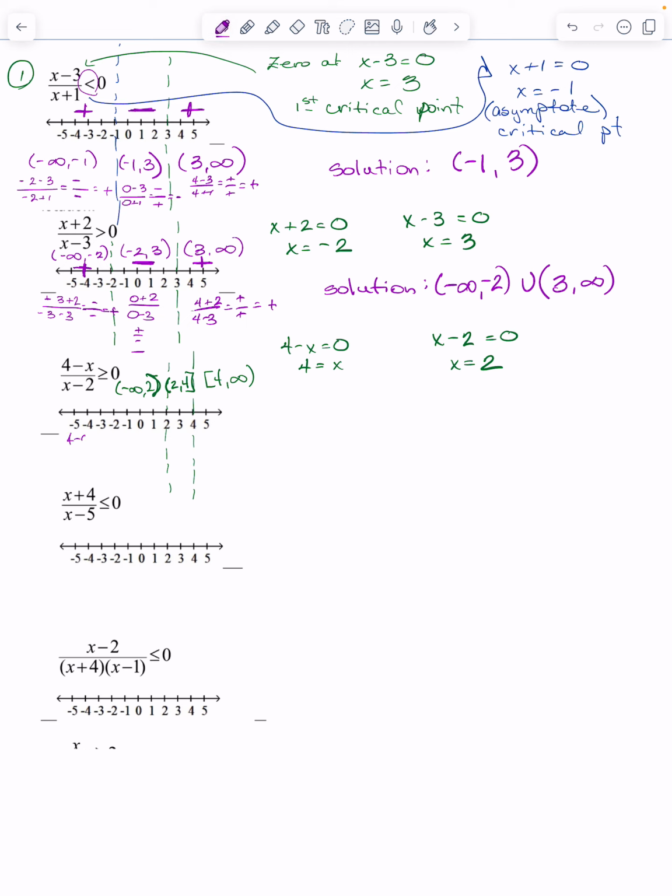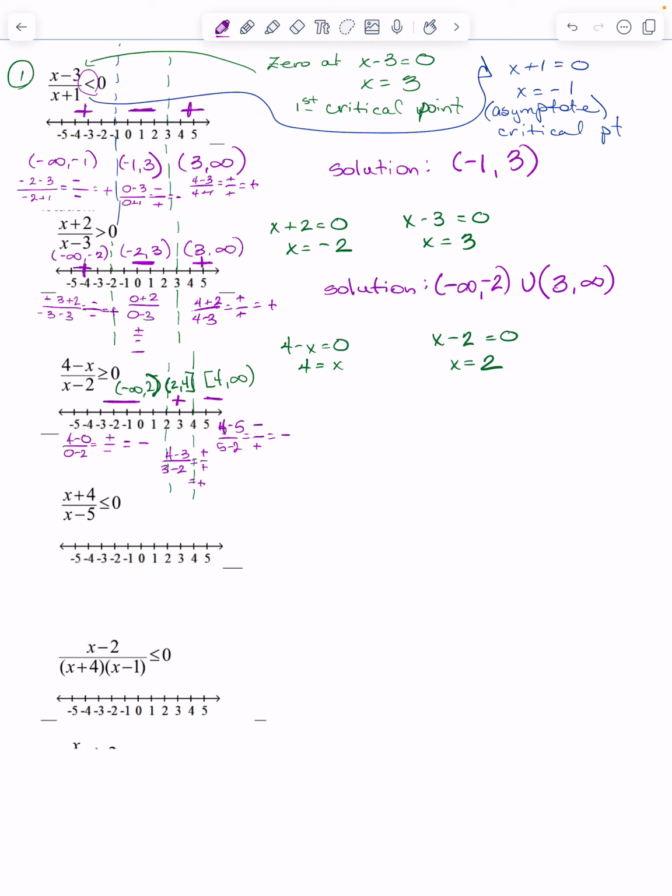I got 4 minus 0 over 0 minus 2. 4 minus 0 is positive 4. 0 minus 2 is negative. This gives me a negative over here. I got 4 minus 3 over 3 minus 2. Positive 1 over positive 1. That gives me a positive there. And then I got 4 minus 5 over 5 minus 2. Negative 1 over positive 3, which is going to give me a negative.